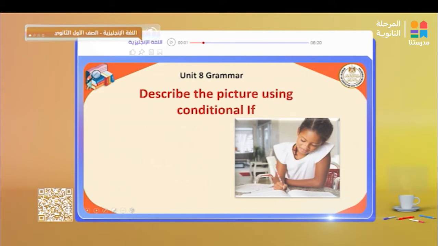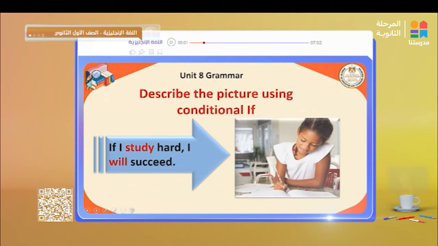What about this photo? We see a student is studying and she is hopeful. She wants to succeed in the future. So what can we say about her? We can say, if I study, I will succeed. So here it expresses the future, a probability in the future, something that will happen in the future. If I study now, I will succeed in the future.